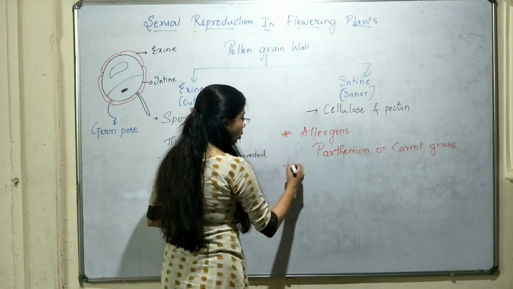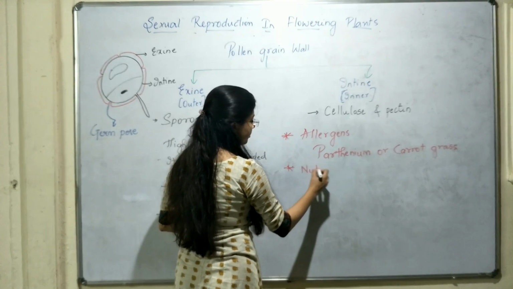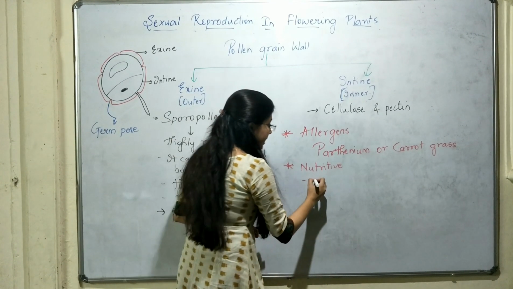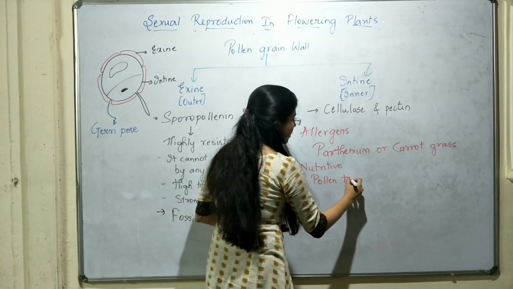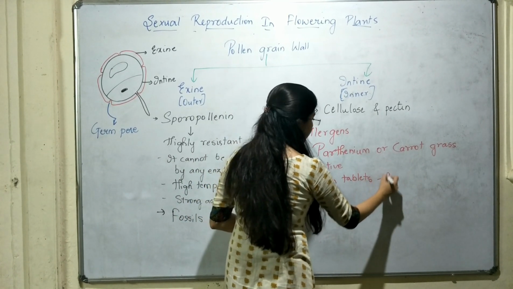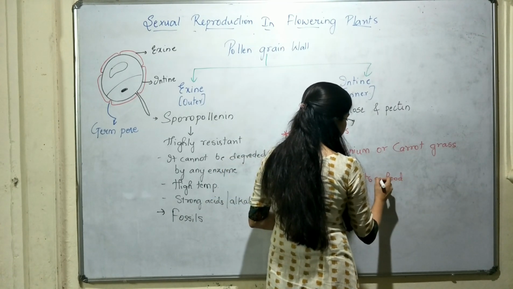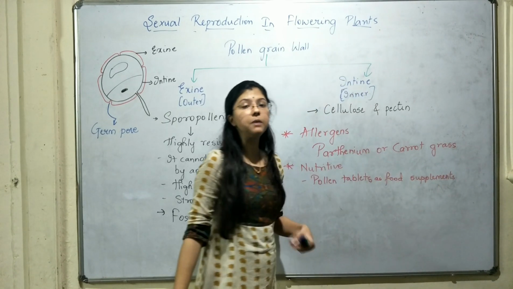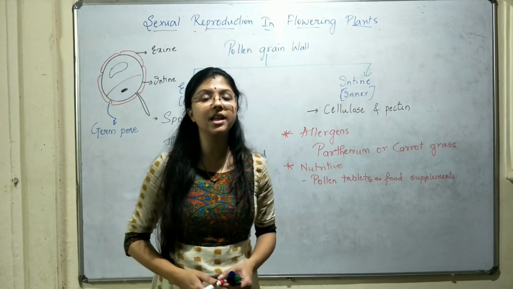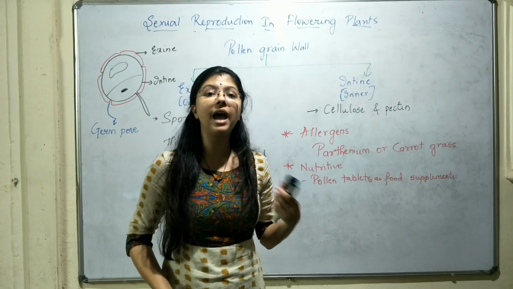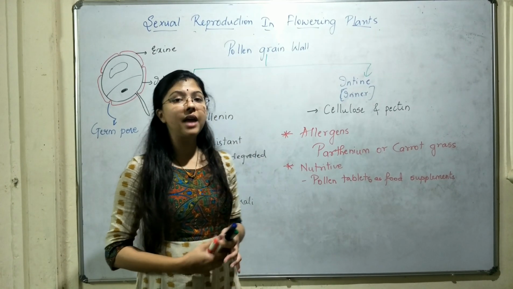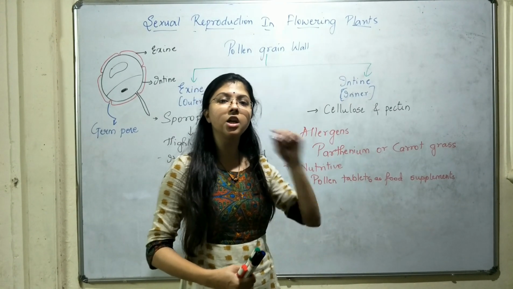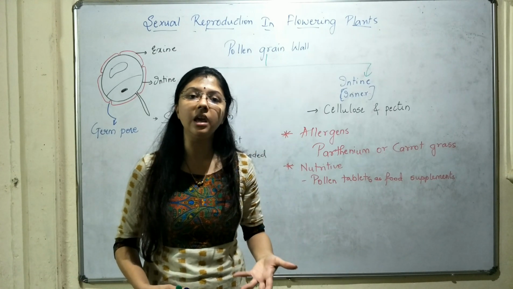Apart from this, pollen grains are highly nutritive. So, pollen tablets are available as food supplements. In Western countries, many people are given these pollen tablets because they are highly nutritive in nature. They are given to the athletes to increase their stamina. Apart from that, the race horses are also given these pollen tablets or supplements so that the stamina of the race horses can be increased.